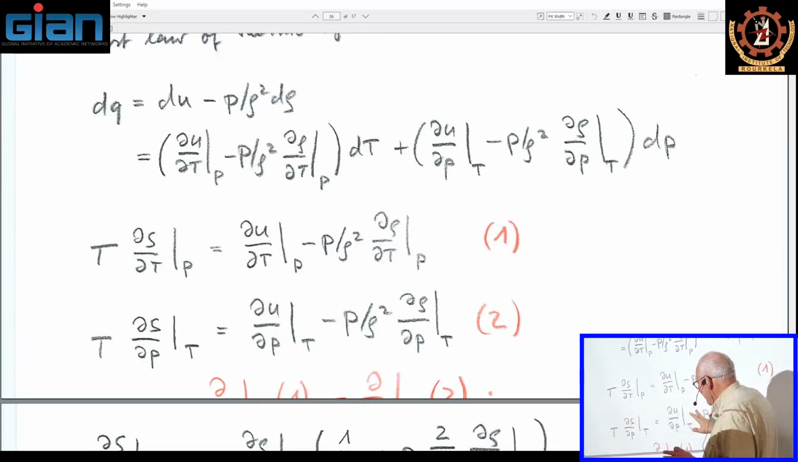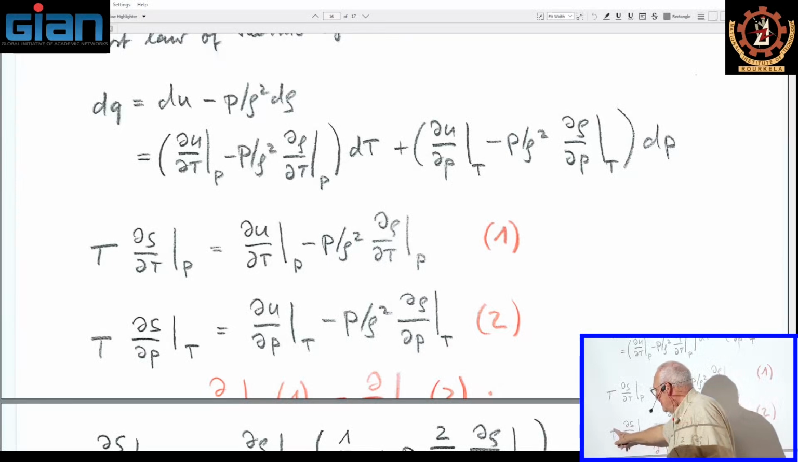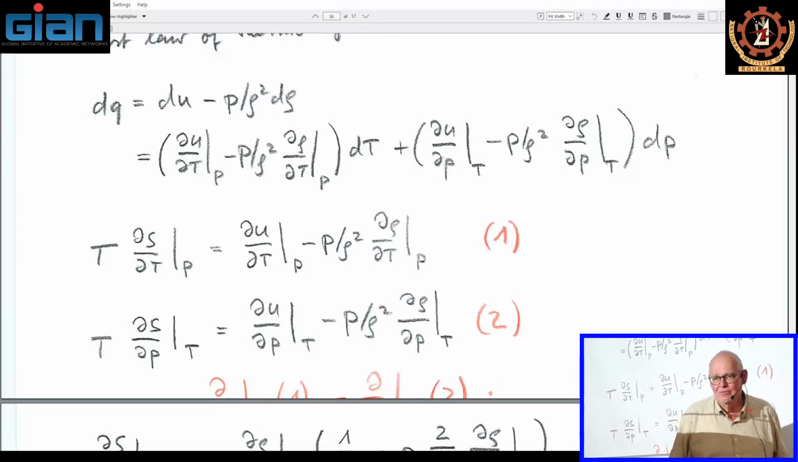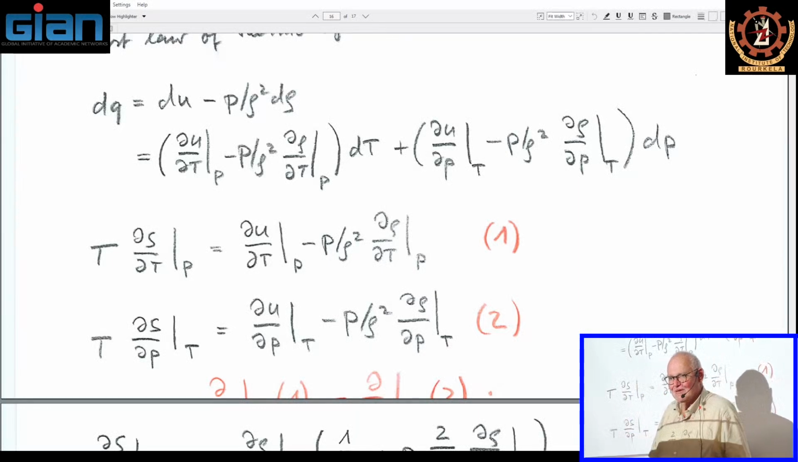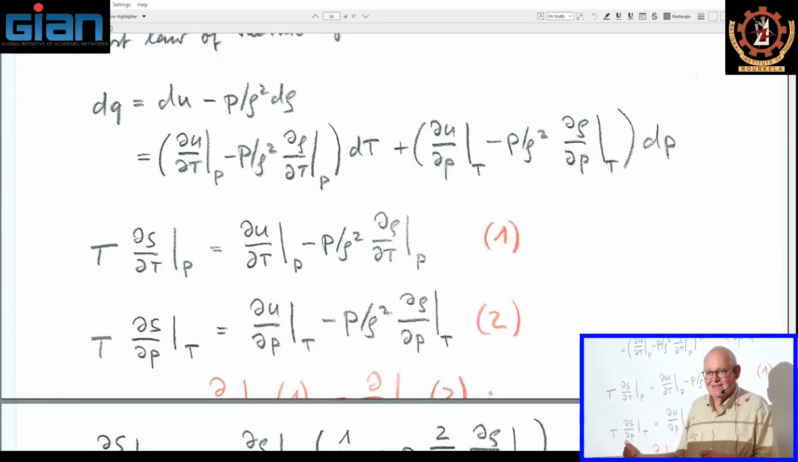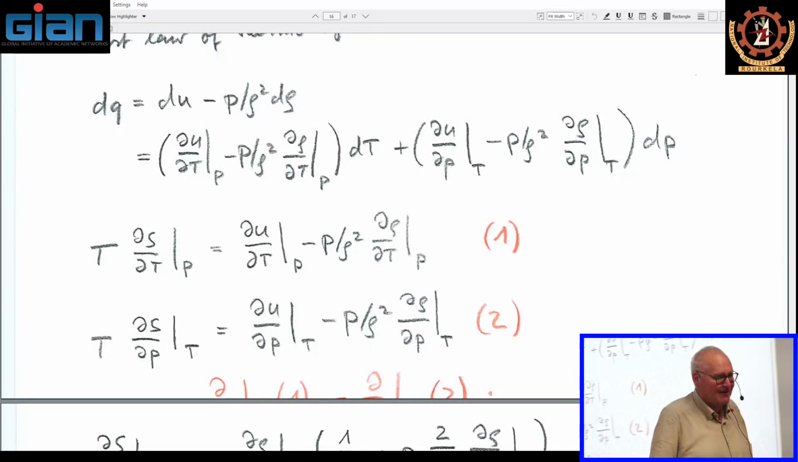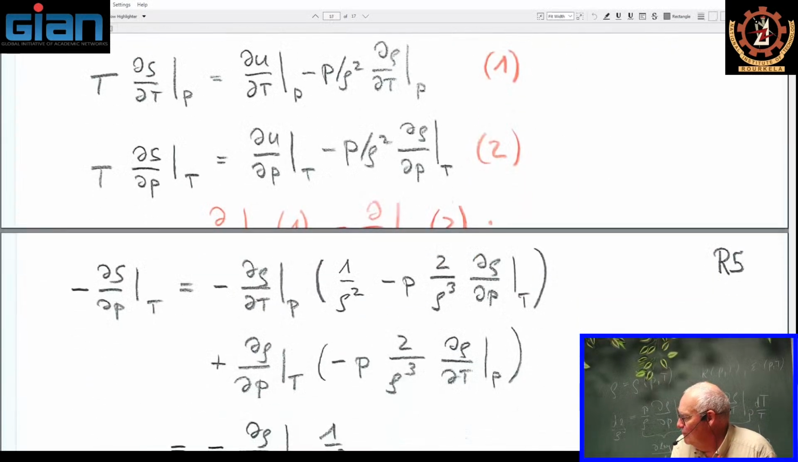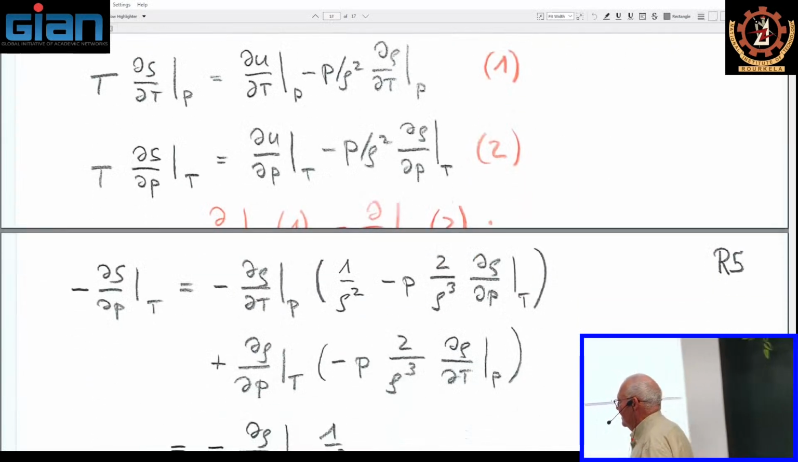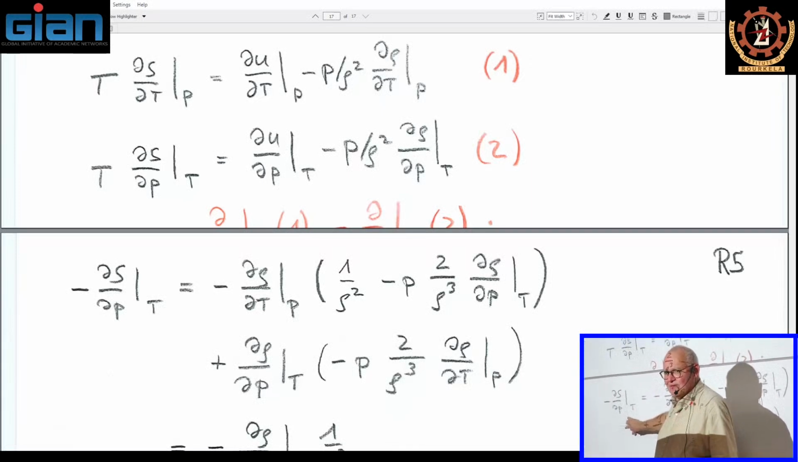This has to be differentiated with respect to temperature at constant pressure. If you differentiate temperature with respect to temperature, it's 1. So what is left on the left-hand side in this differentiation and subtraction is minus ds by dp at constant temperature. That's the quantity we want to determine.